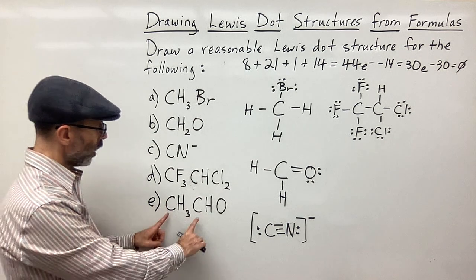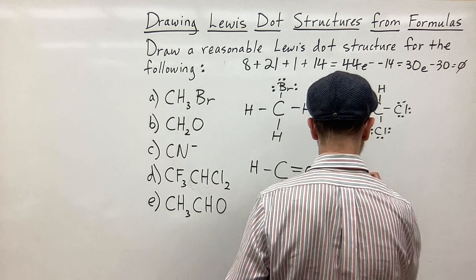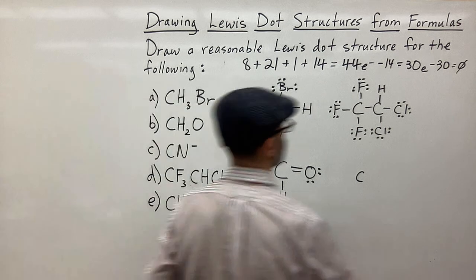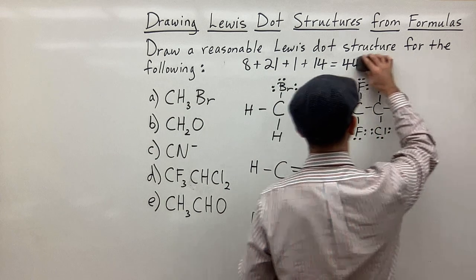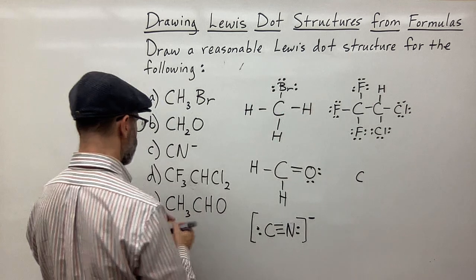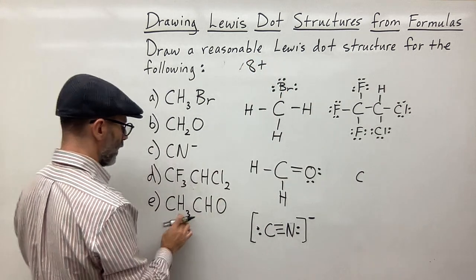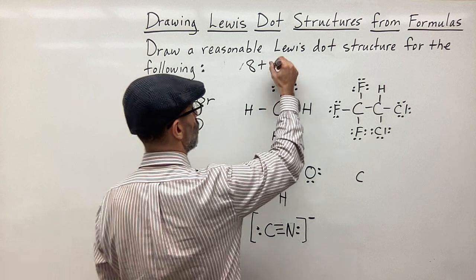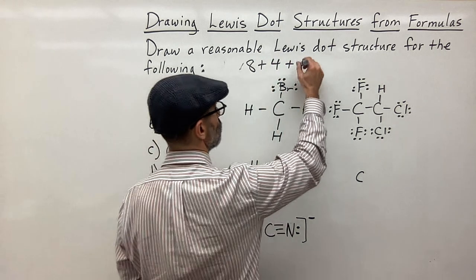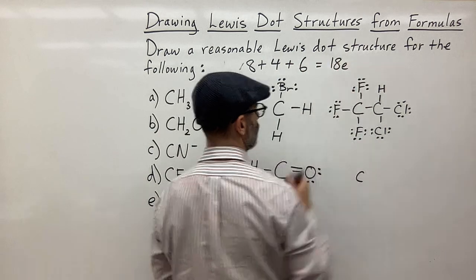So again, carbon is going to be the central atom again for the same reasons. Oops, I forgot to total these. So let's go ahead and total the electrons. We have 2 carbons, 2 times 4 is 8. And then we have 4 hydrogens, 4 times 1 is 4. Plus the oxygen, which is in group 6, so that's 6. Add those together, and we get 18 total electrons.